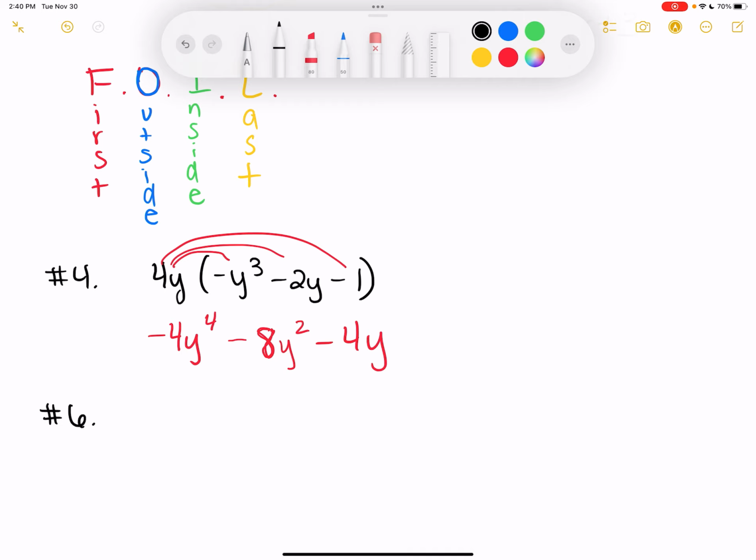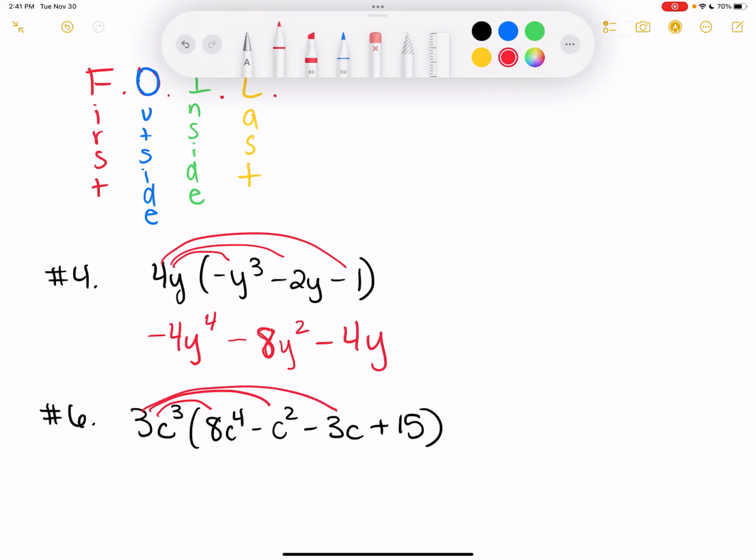All right, number 6. 3c cubed times 8c to the 4th minus c squared minus 3c plus 15. So again, I'm essentially super distributing, so I'm going to multiply to each piece. So 3c cubed times 8c to the 4th is what? 24c to the 7th. 3c cubed times negative c squared.